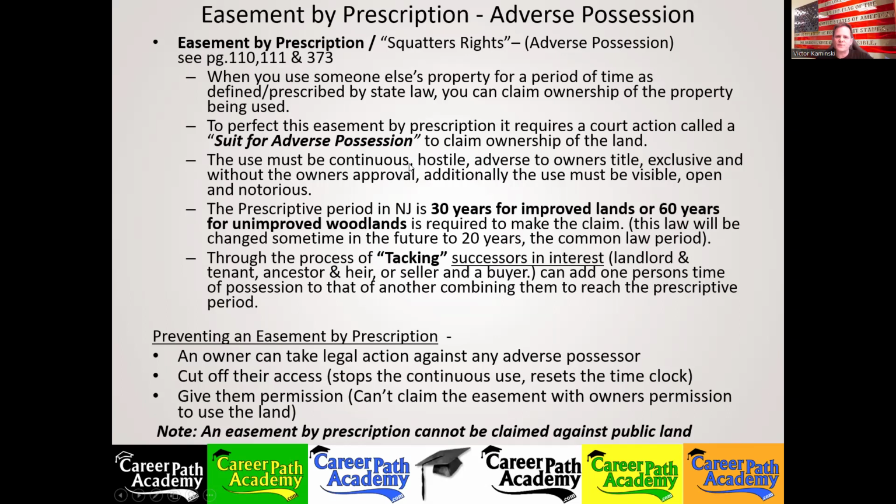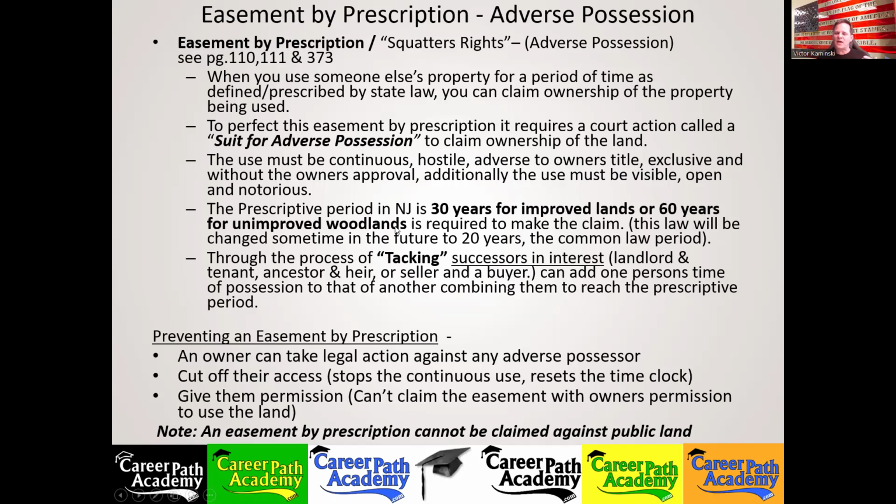So the use must be continuous, hostile, adverse to the owner's title, exclusive, and without the owner's approval. Additionally, the use must be visible, open, and notorious. So the prescriptive period in New Jersey is 30 years for improved lands and 60 years for unimproved lands or wetlands.